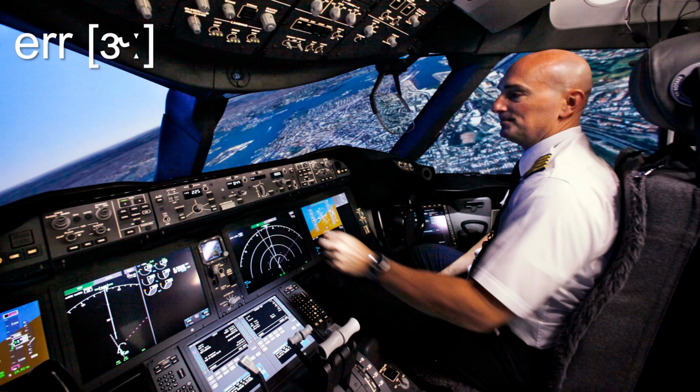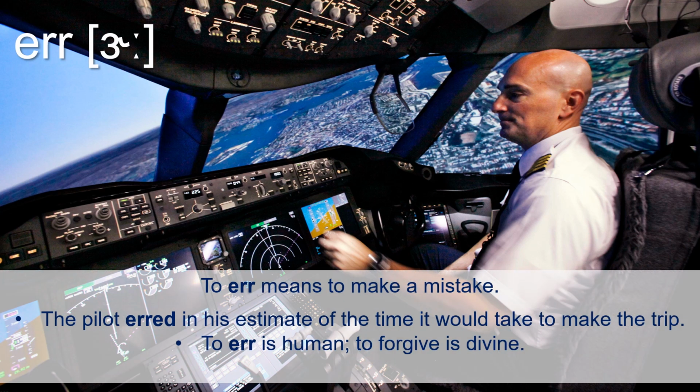Err. To err means to make a mistake. The pilot erred in his estimate of the time it would take to make the trip. To err is human, to forgive is divine. Err.